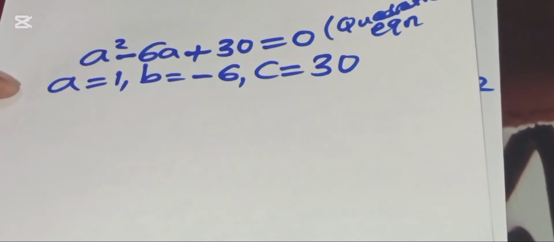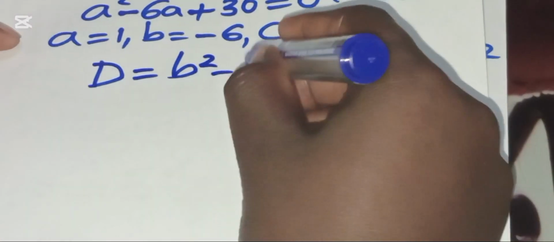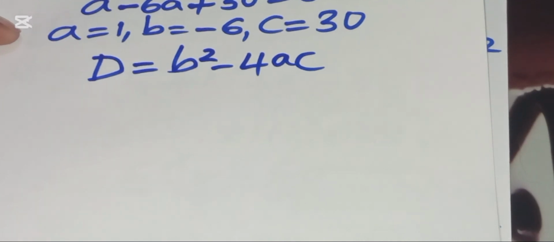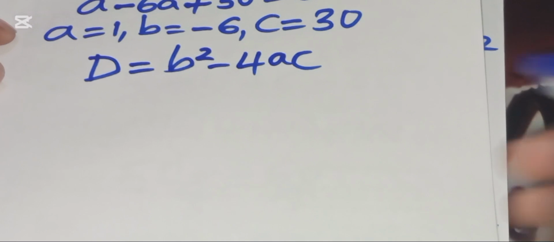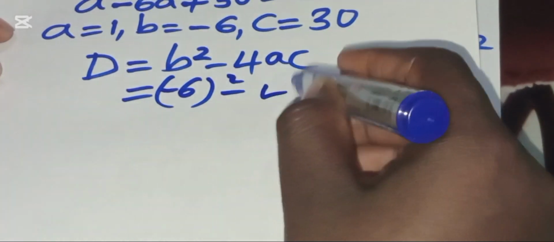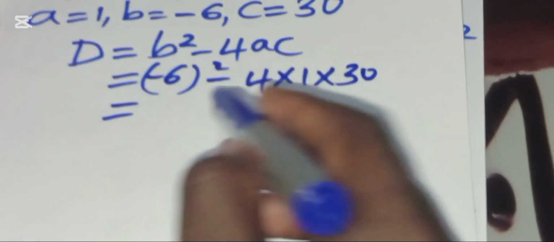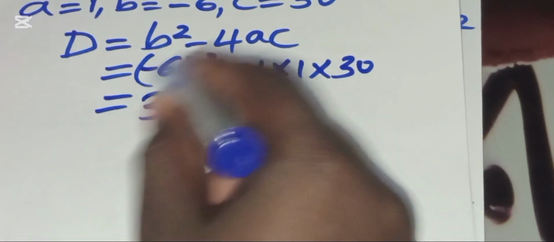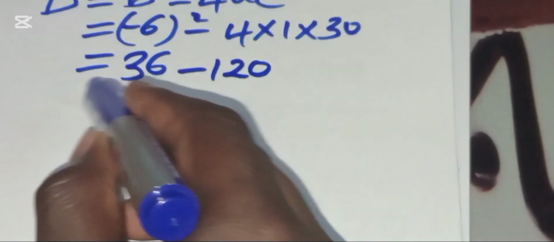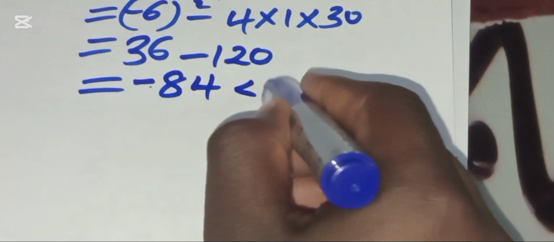All right, now let's calculate the discriminant value, which is b squared minus 4ac, so that you can assess the nature of the roots of this quadratic equation. So let's substitute the value of b squared, that is negative 6 squared, subtract 4 times 1 times 30. Now this is 36, subtract 30 times 4, which is 120. So 36 minus 120, this is negative 84, which is less than 0.